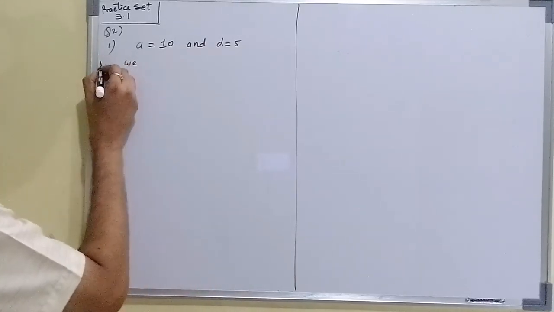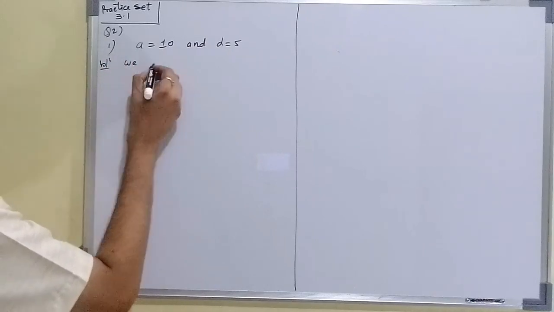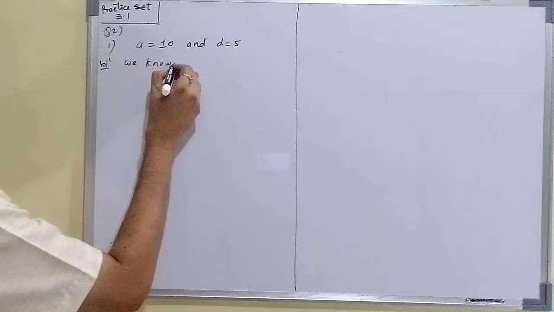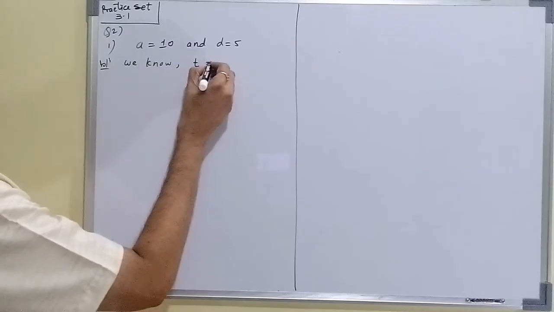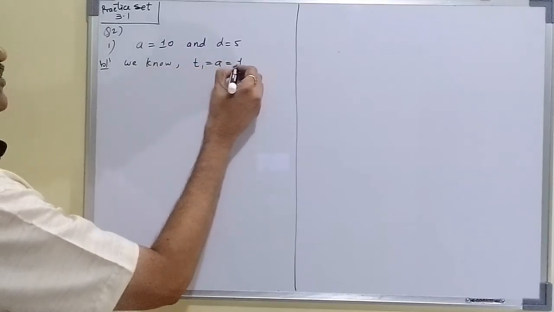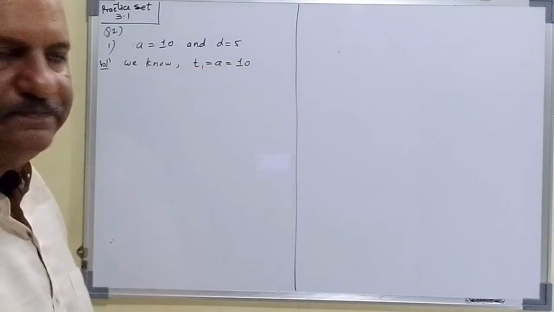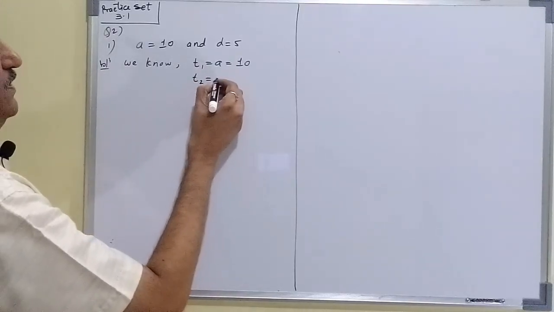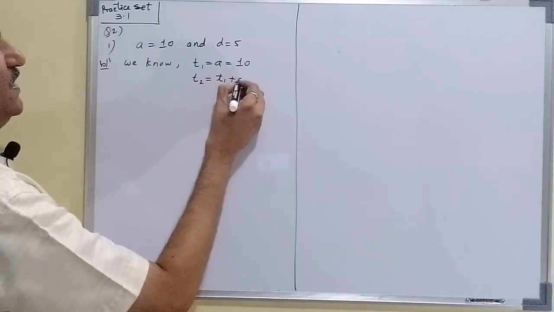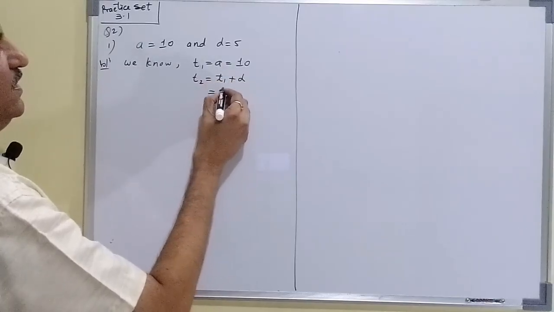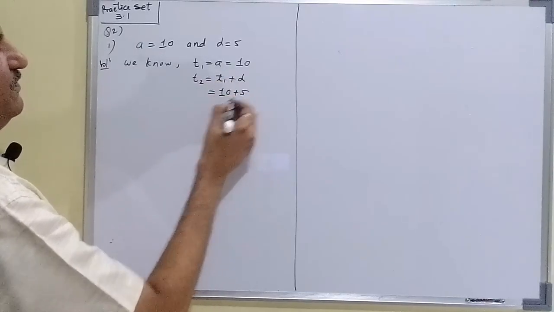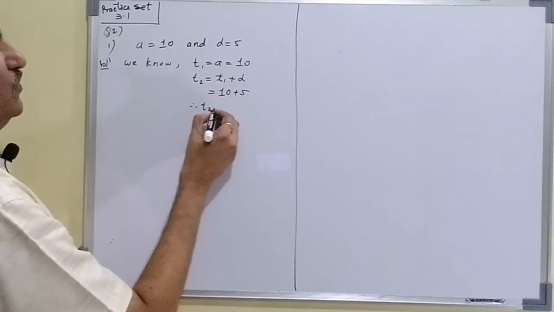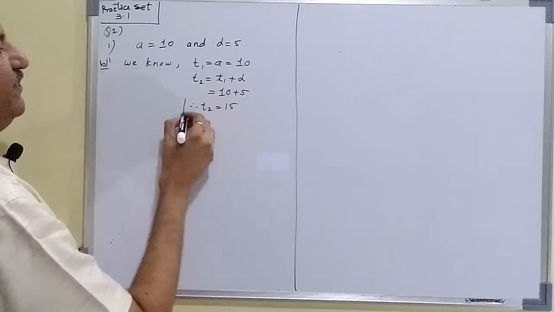We know, solution. T1 equal to A equal to 10, T1 तो अब मालूम है. Now what will be T2? T2 will be T1 plus D, that will be 10 plus 5. So what will be T2? T2 will be 15.